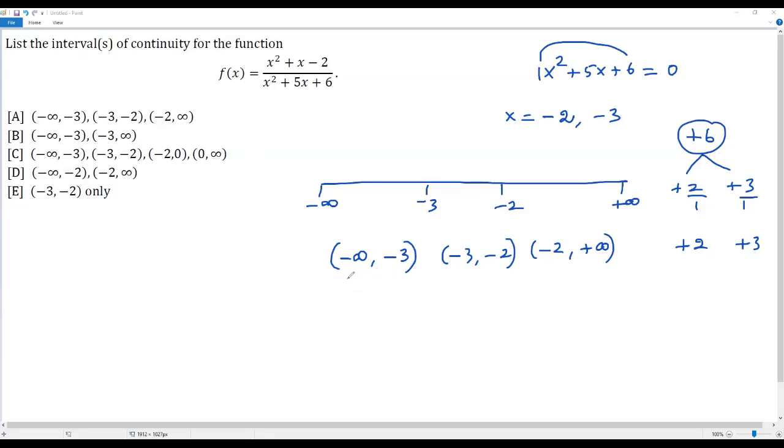So we can consider all the values between negative infinity and negative 3. And here negative 3 comma negative 2 means we can consider all the values between negative 3 and negative 2. We cannot include negative 3 and negative 2 because of the parenthesis, open interval. And also here we can consider all the values between negative 2 and positive infinity, and we cannot include negative 2 or positive infinity. Now we got the list of intervals of continuity for the function, and we find this list, negative infinity comma negative 3, negative 3 comma negative 2, negative 2 comma positive infinity, in option A. So the correct answer choice for this question is option A.